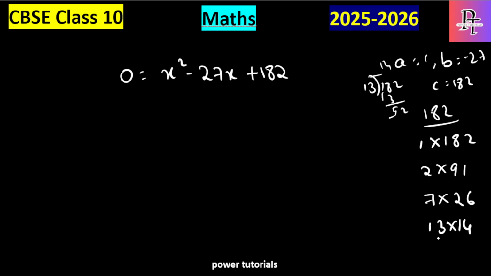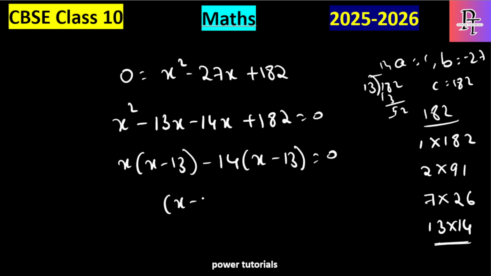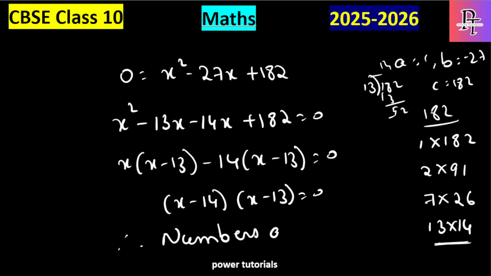So now we can see, because 13 plus 14 is 27, it's easy now. It is x square minus 13x minus 14x plus 182 is equal to 0. So simple, take x as common, x minus 13, and I told you the trick, x minus 13 I'll write first, then I will write the remaining term, which is 14. So we got x minus 14 and x minus 13 is equal to 0. Therefore I can directly write the numbers: if one is 13, the other is 14.